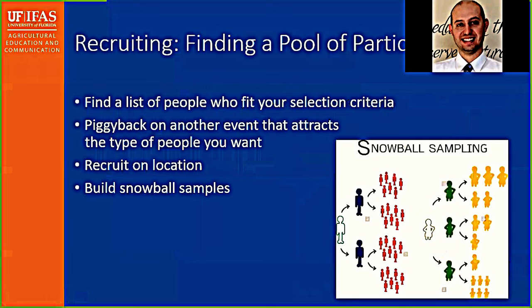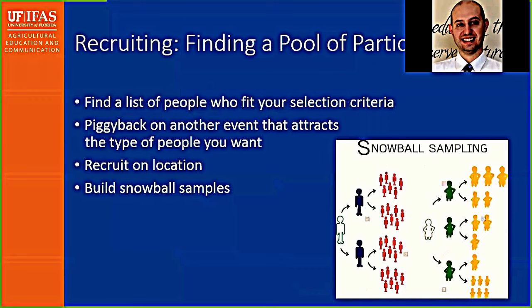Typically, you'll find a pool of people who meet your selection requirements, and then you will randomly select individuals to invite from that pool. So for example, you might invite every 5th name on a list or every 10th person who enters a store. Here are different ways to find a pool.